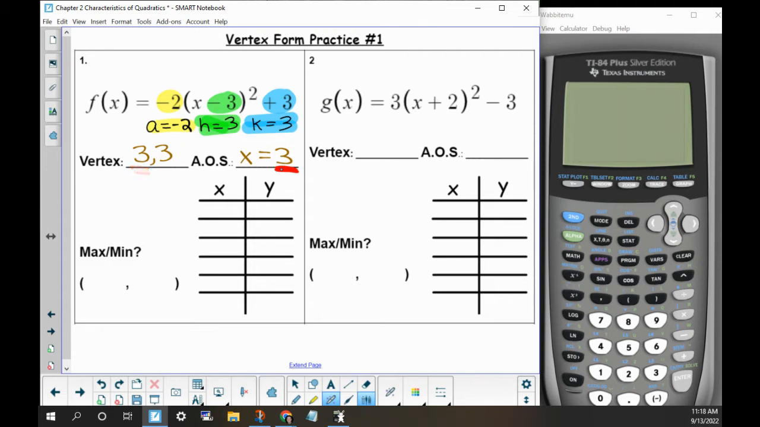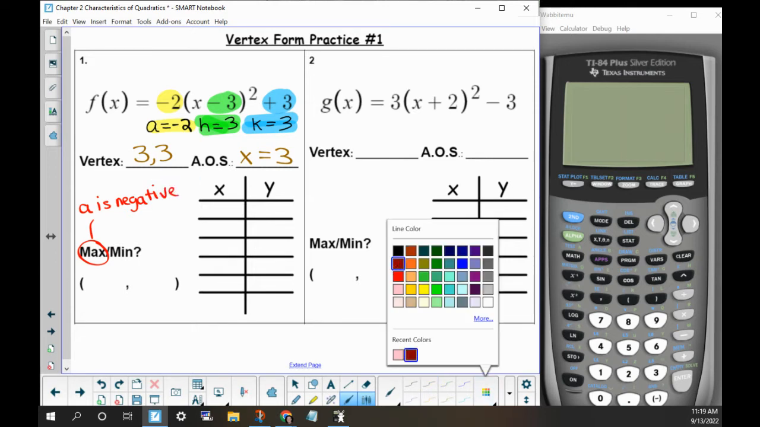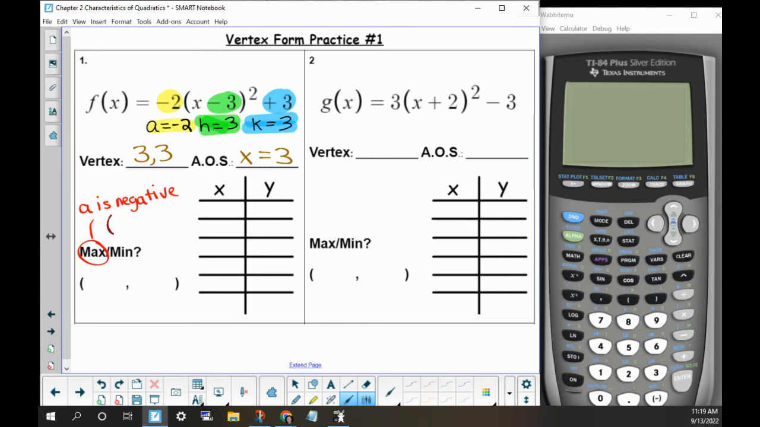Okay, so is this maximum or minimum? You guys tell me. You say minimum. No, maximum. Why is it maximum? Because the A value is negative. So it will be a maximum because A is negative, and that A value is negative 2. That's why.